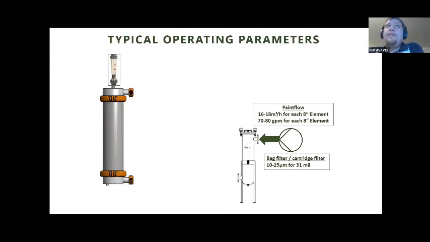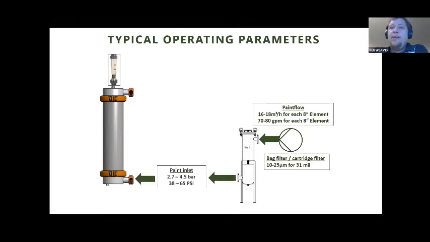And so in order to prevent that, one of the things that we do is we recommend pre-treatment prior to entering the UF module. Typical pre-treatment is a bag or cartridge filter. We always recommend at least 25 micron for our 31 mil feed spacer. When we say 31 mil feed spacer, that's the thickness of the feed spacer, so it's 31 thousandths of an inch. It's not a very large gap in there. So we want to make sure that we keep the larger solids from entering the UF module and plugging up the feed spacer.